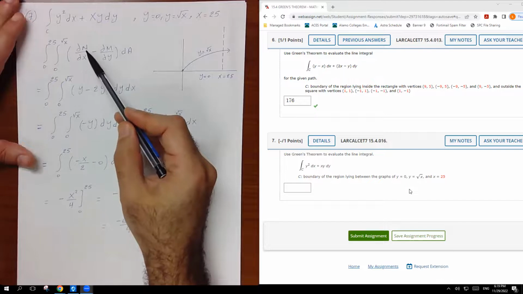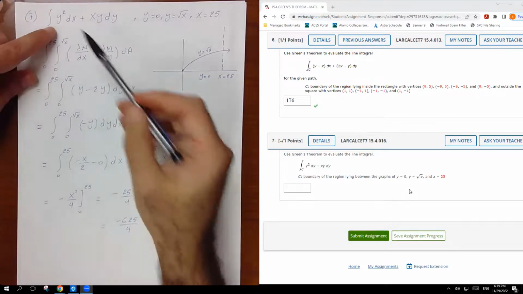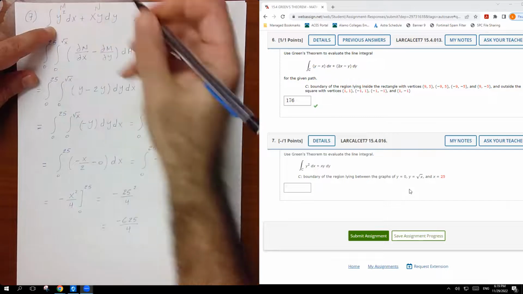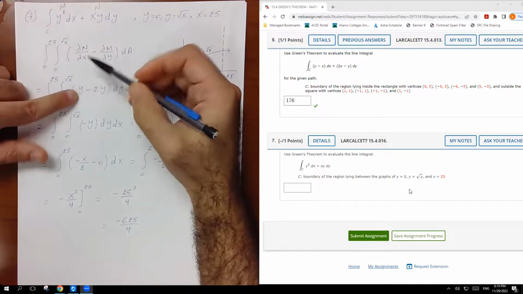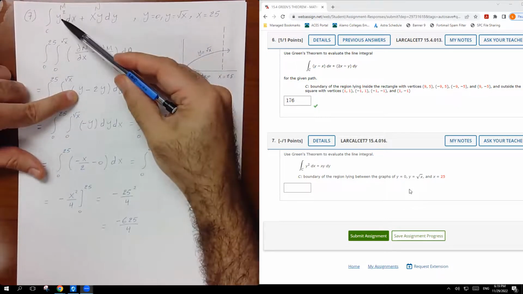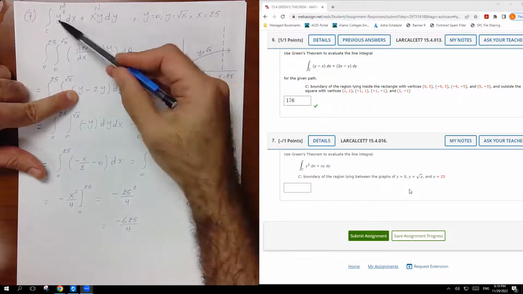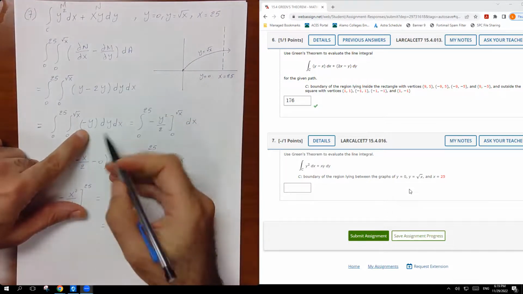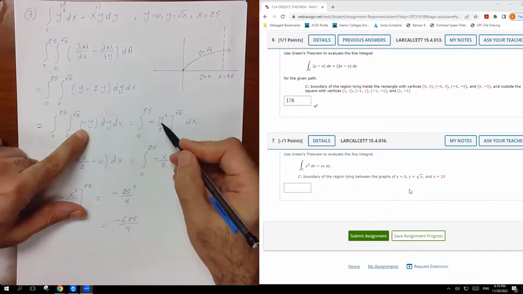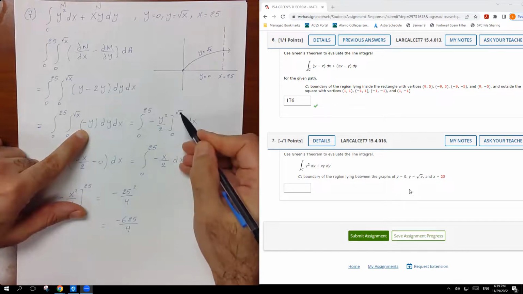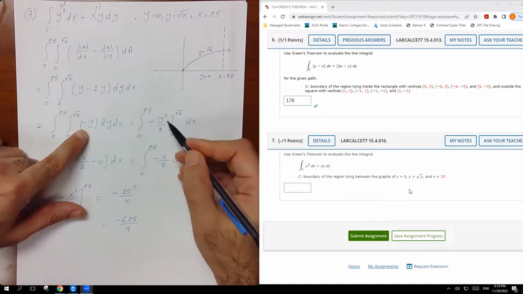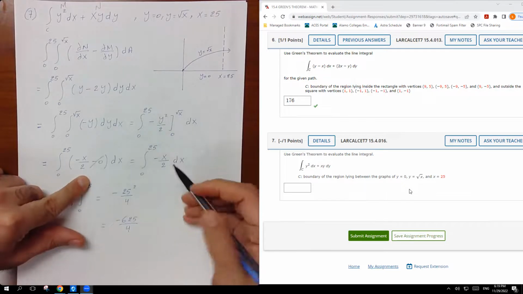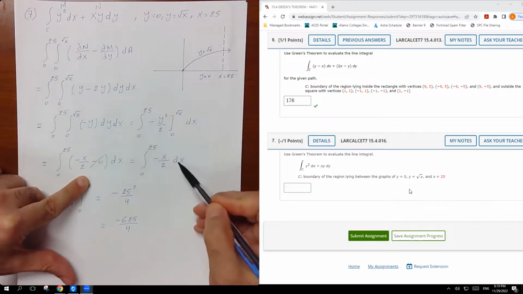The derivative of N with respect to x, here is N and here is M, so it's going to be y. The derivative of M with respect to y is going to be 2y. y minus 2y is going to be negative y. Then find the integral with respect to y, so it's going to be negative y squared over 2. Plug in square root of x, so it's going to be negative x over 2 minus 0. This is 0, so it's going to be negative x over 2 dx.